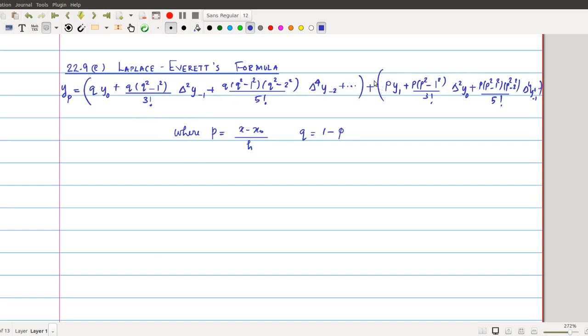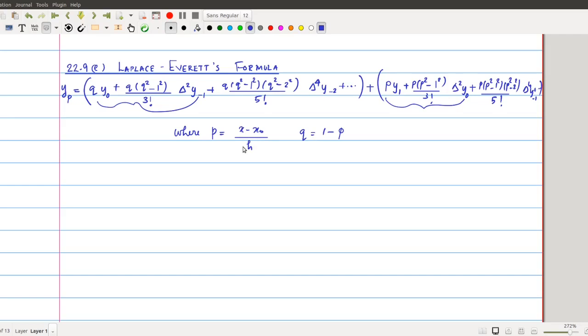Even though it contains infinite terms, for the practical or application level, we will choose the first two terms of this bracket and the first two terms of this bracket. That much is enough to get the approximate value of y, so we can neglect all those higher orders of differences. Please keep in mind that yp is equal to q y naught. This q is obtained from p, that is 1 minus p is equal to q, or the other way, p plus q is equal to 1, and p is obtained from this formula, x minus x naught divided by h.